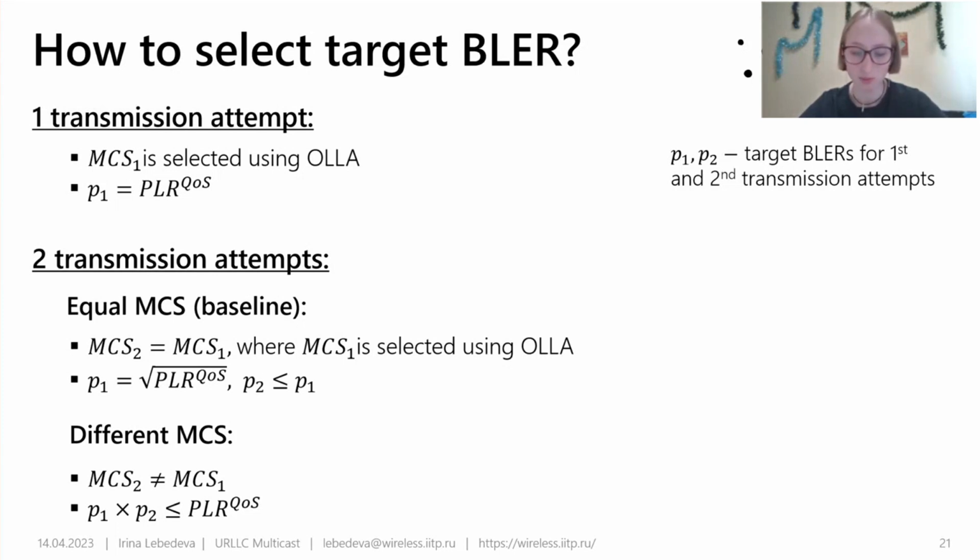Since the 3GPP specification allows using different MCSs for different transmission attempts, we propose the following approach. We select two target BLERs such that the multiplication of P1 and P2 is less than PLR cost. And for each transmission attempt, the target BLER is provided by a separate OLLA adjustment.